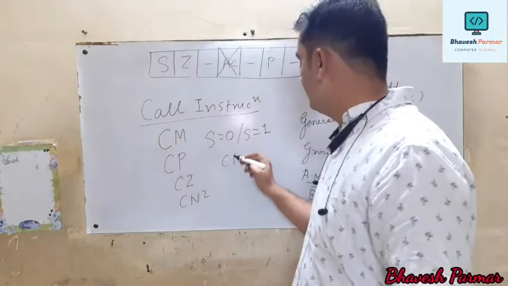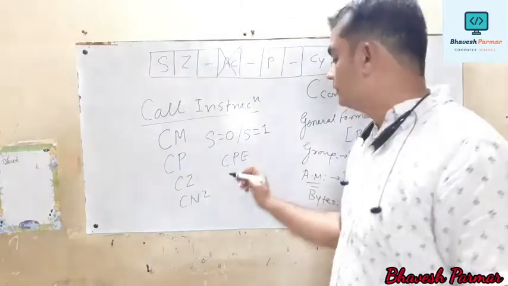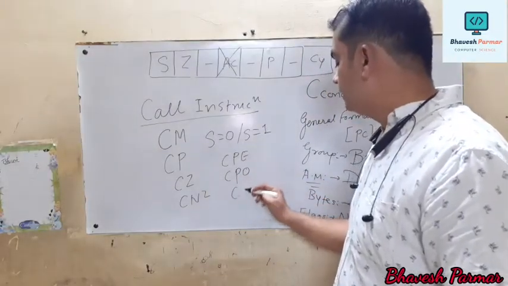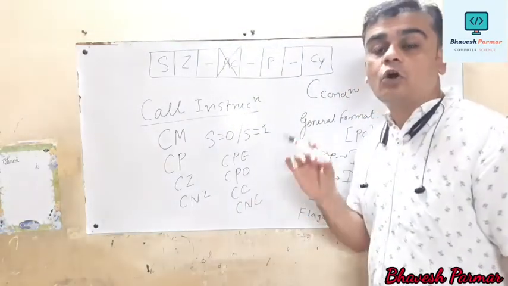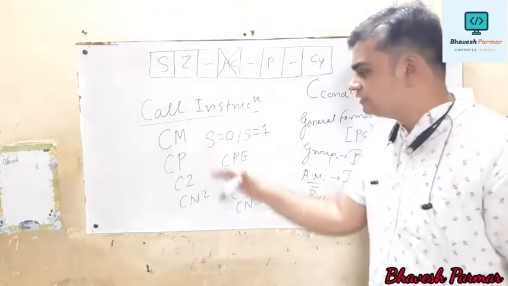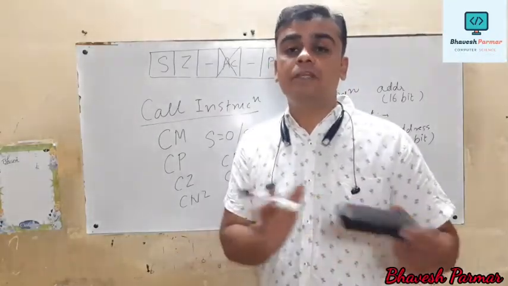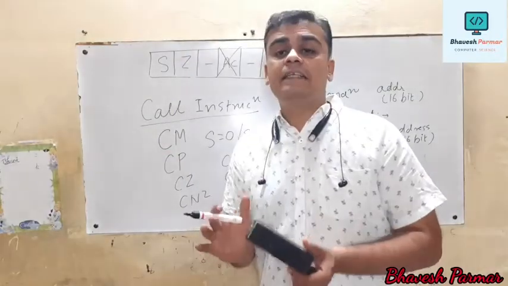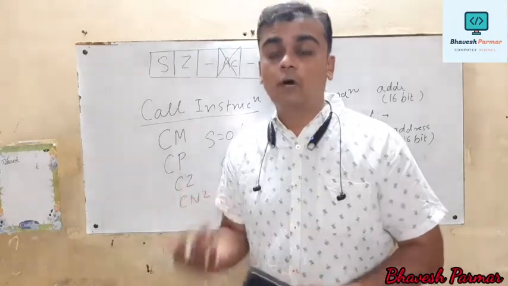Similarly, CPE, that is call on even parity, thereafter CPO, call on odd parity, and thereafter CC, thereafter CNC. CC means call on carry and CNC call on no carry. So in this way the working is almost the same as our jump instruction, means the conditions are the same but the first letter is different. J is used for jump instruction and C is useful for call instruction.